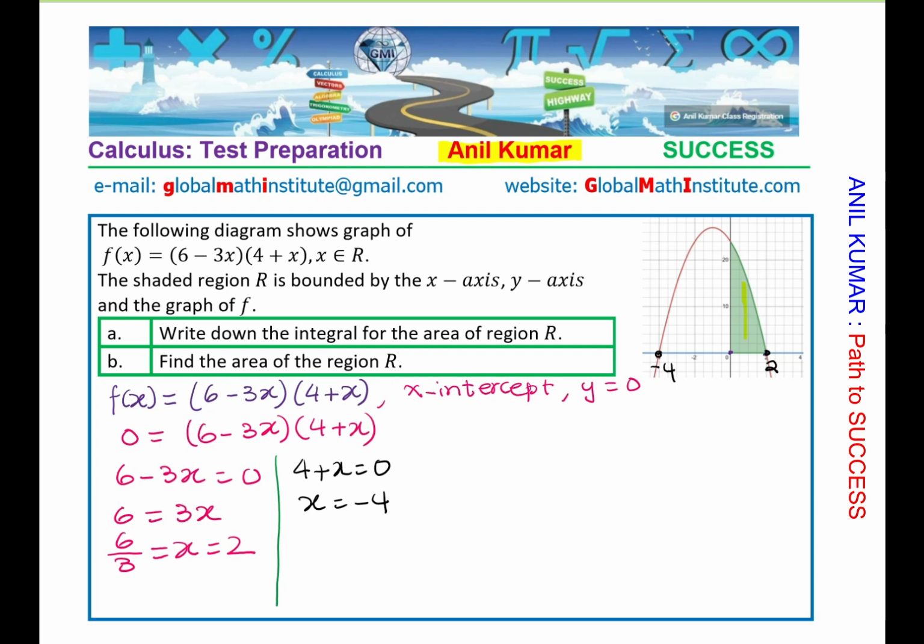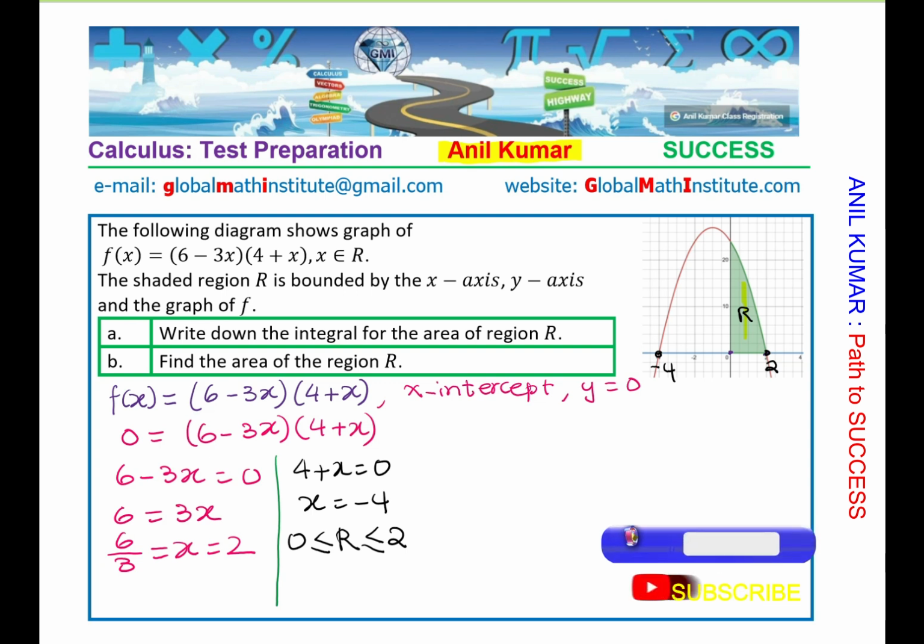Now from the shaded region R, we know R is between the values 0 and 2. So that's the area which we need to find. Clear?